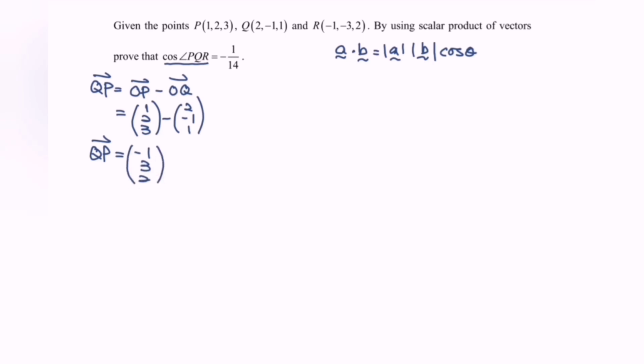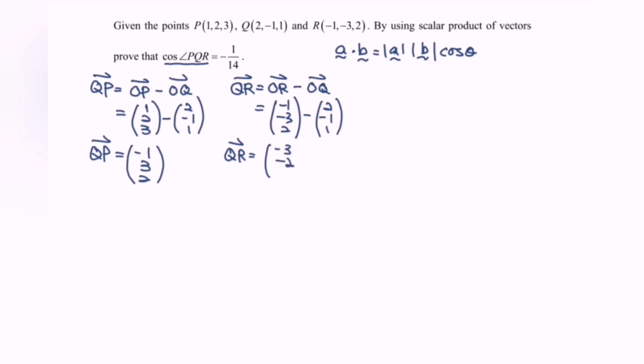Next, focus on the second part, QR, which is OR minus OQ. OR is (-1, -3, 2) minus OQ, which is (2, -1, 1). So the vector QR equals (-3, -2, 1).